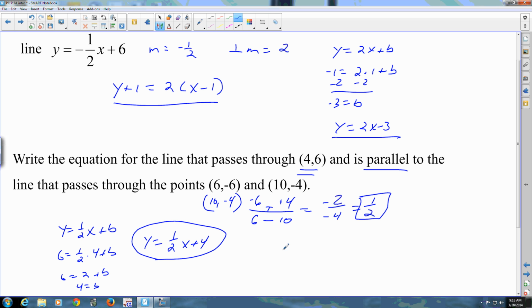Or, if you didn't want to go through all that work and write it in slope-intercept form, in point-slope form that would be y minus 6 equals a half times x minus 4, and you're finished. You just leave your answer right there.